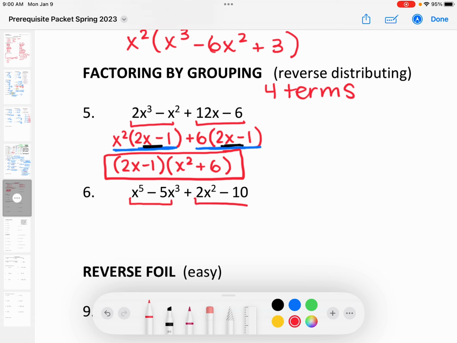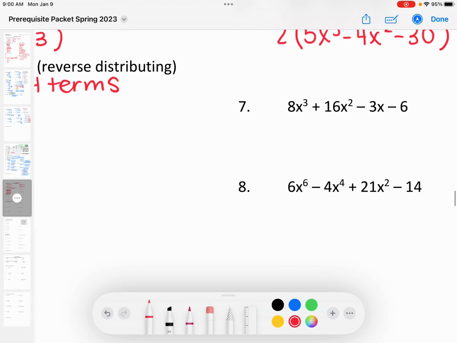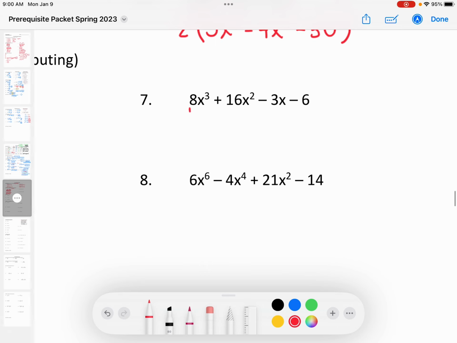Anytime there's 4 terms, we're going to go with grouping. I can factor out an x cubed. I can factor out a 2. Coincidentally, both of those have an x squared minus 5 in common, with an x cubed plus 2 left over. Anytime there's 4 terms.